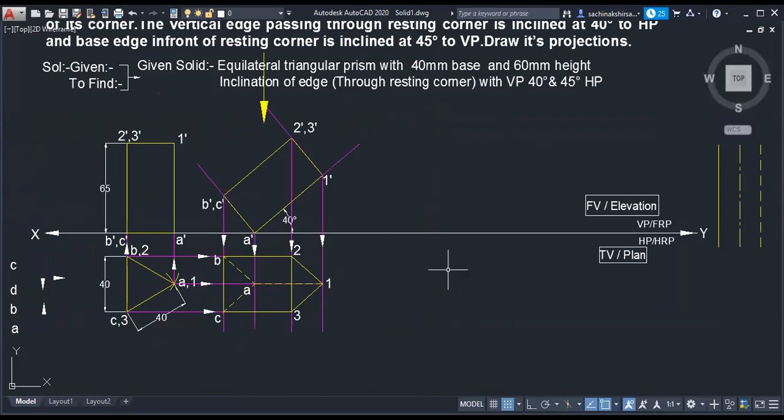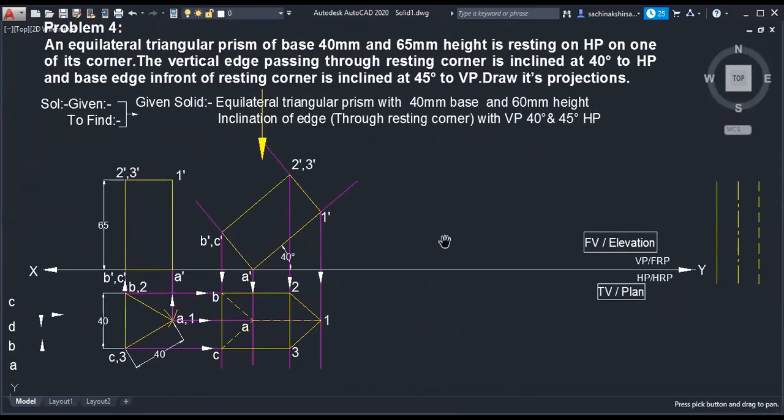This is a two-stage problem. The inclination of the edge passing through the resting corner was given. Further, one more inclination is given. What was that? Will you read the problem? 45 degree. Base edge 45, in front of the resting corner. Now see the top view of the first stage, true shape equilateral triangle, where we have drawn equilateral triangle ABC.